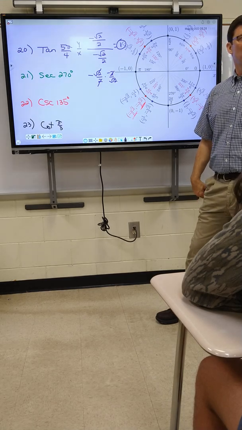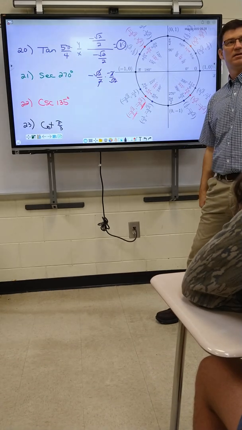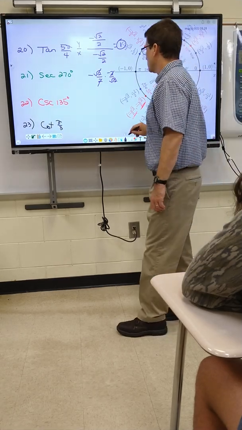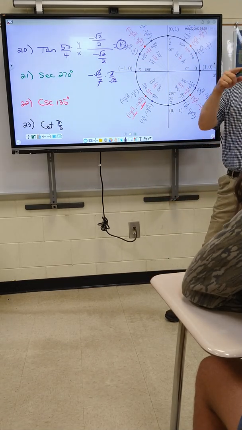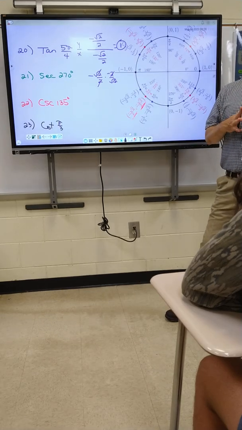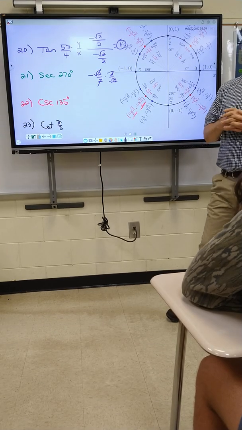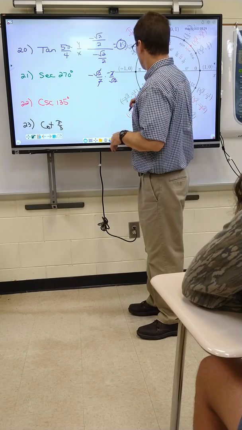All right, we good on that one? Can I go to number 21? All you have to write down is the keep, change, flip, and see what crosses out. Let's do a couple more. Answer's 1.